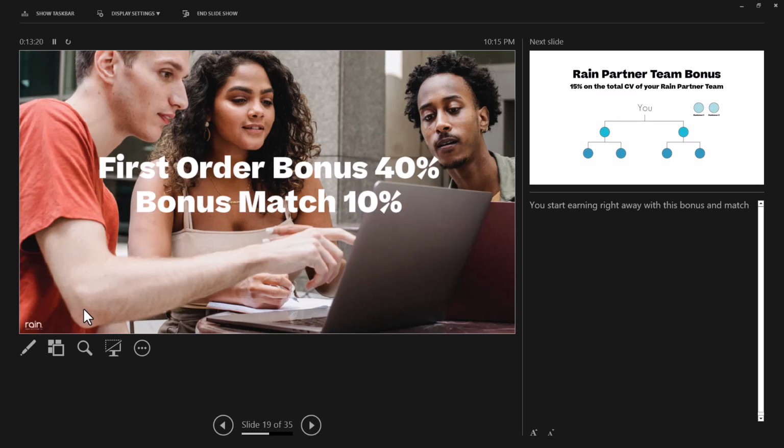And it doesn't just stop there. That first order bonus continues on. When the person you've personally enrolled sponsors somebody else, you get a 10% first order bonus match.